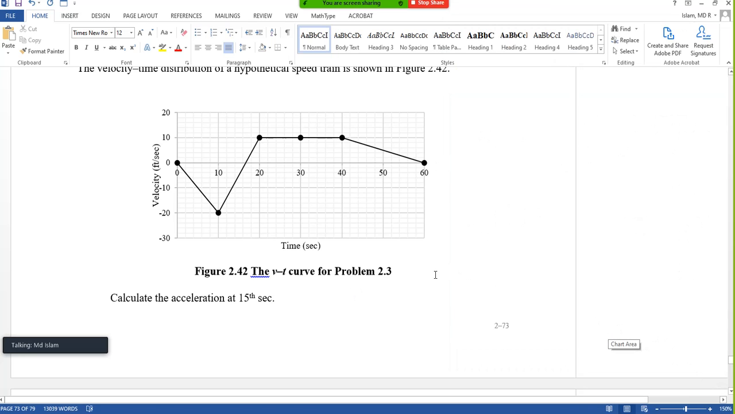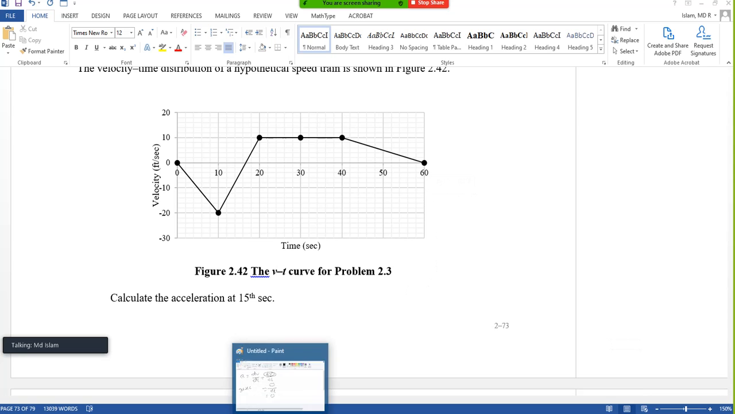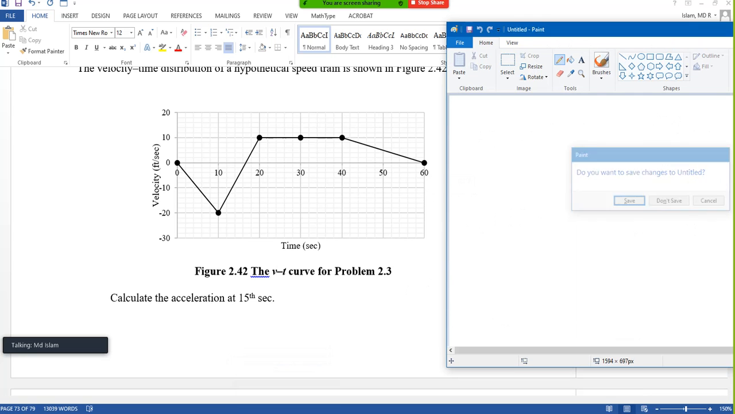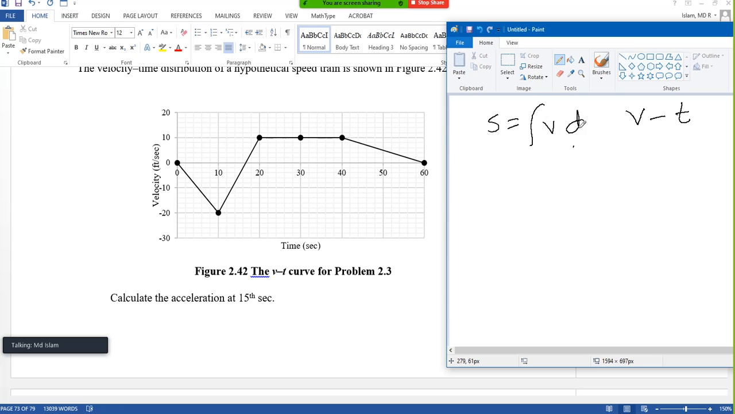The next question is, what is the total distance traveled up to 60 seconds? Distance traveled in 60 seconds, so S. Now how can we find S from the VT curve? If you remember, the area under the VT curve is S. Find the area, the entire area.